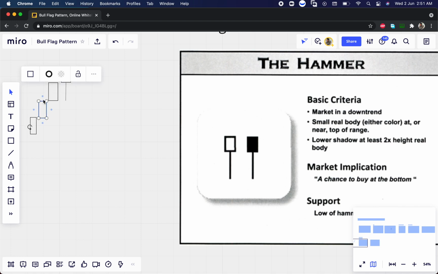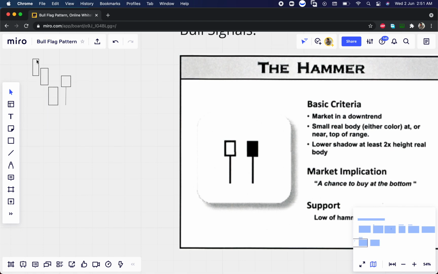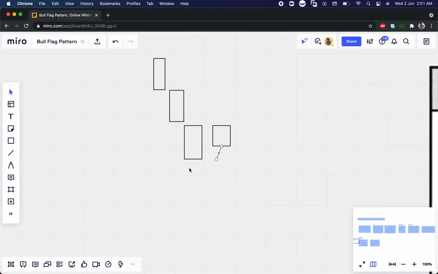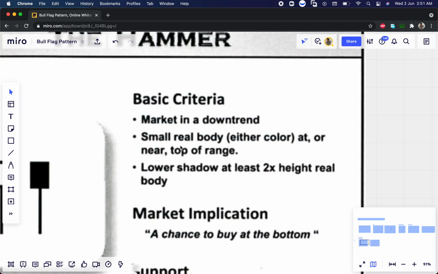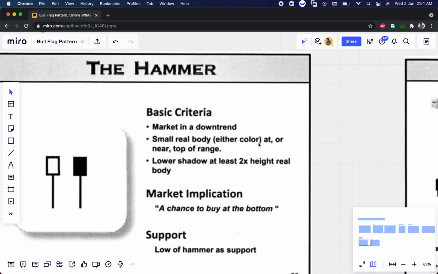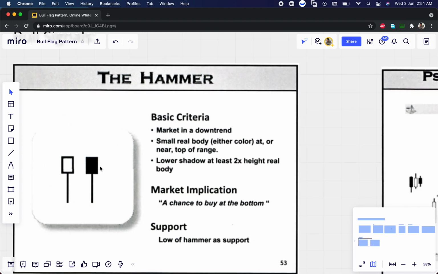However, if we just reverse the trend, like if this is a downtrend over here, and the hammer is forming right here, so now this is a hammer, and that means that this hammer will act as a support line for the future price trades. Okay, so what happens is this is a small real body, either color, at or near the top of the range. It could be either a red candle or a green candle, that doesn't matter.